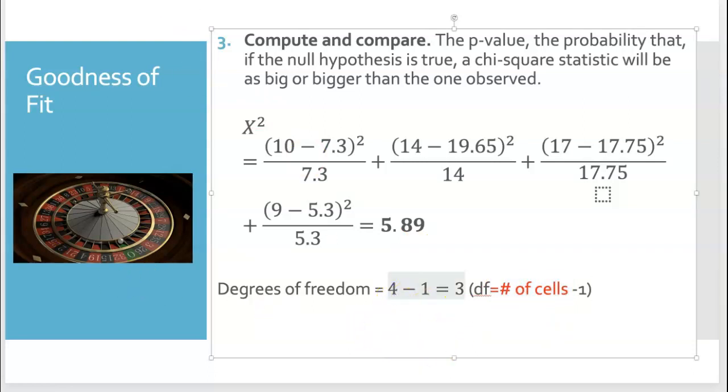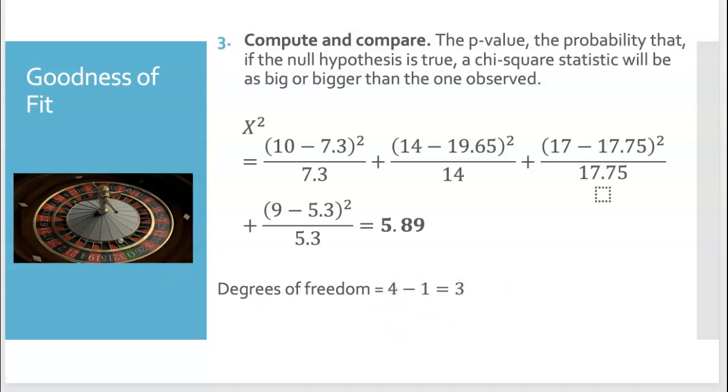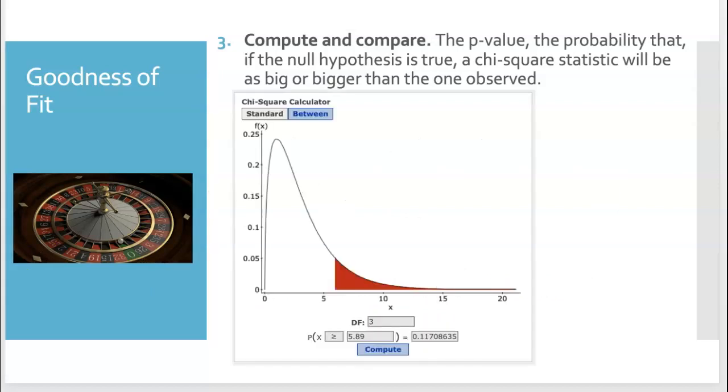Now what we want to do here is calculate this. So we find the p-value. Remember the p-value here is the probability of observing my test statistic and larger values. Degrees of freedom are 3. So it's the probability of observing this, assuming that the null hypothesis is true. Assuming that the wheel is perfectly balanced, what is the probability of observing my chi-square test statistic of 5.89 and larger values?